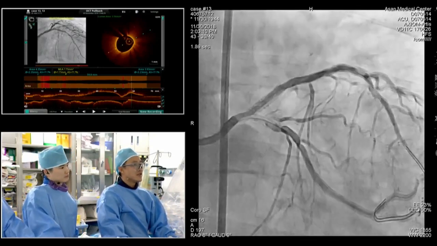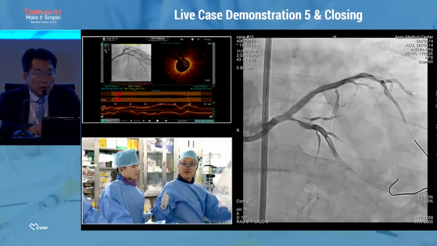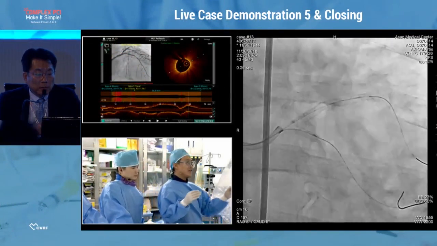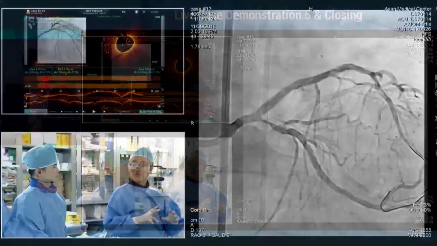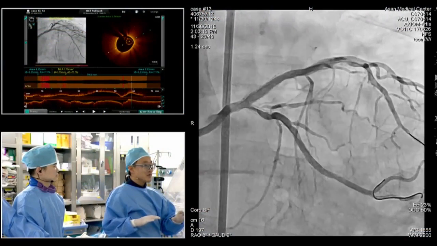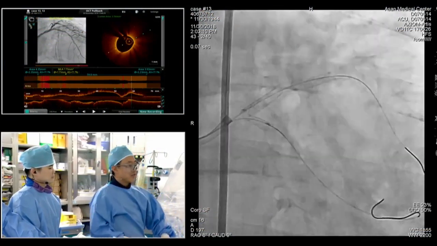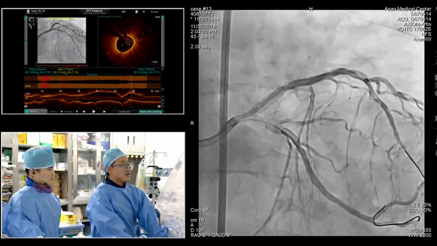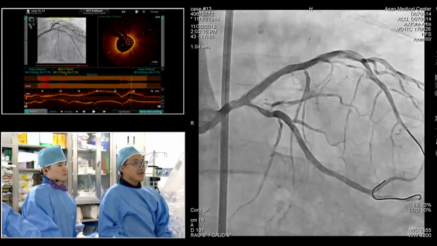And so would you do DEB again? Yeah, DEB again. I should apply 2 long DEBs, the distal part 3.0 and the proximal part 3.5. And the ostium area lumen is 1.8. I'm concerned about the ostium. How do you think? What about the main areas? Main is good? Yeah, V-stent. At times they do V-stent.